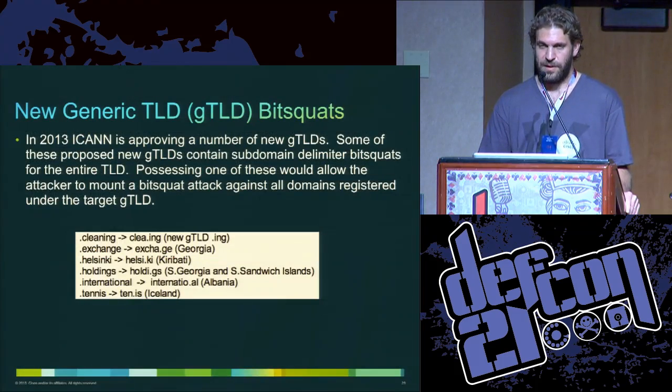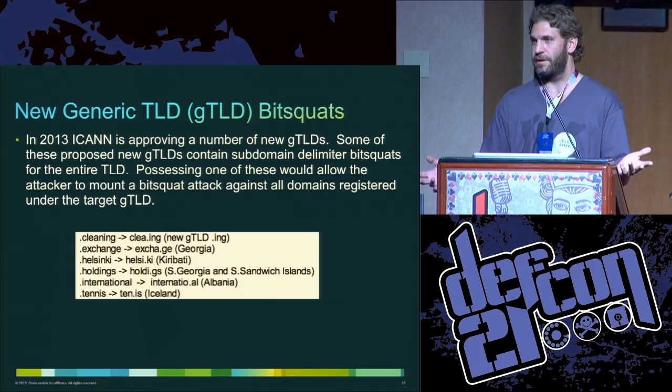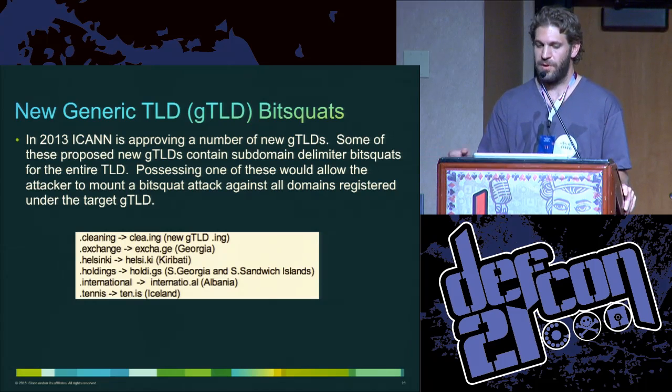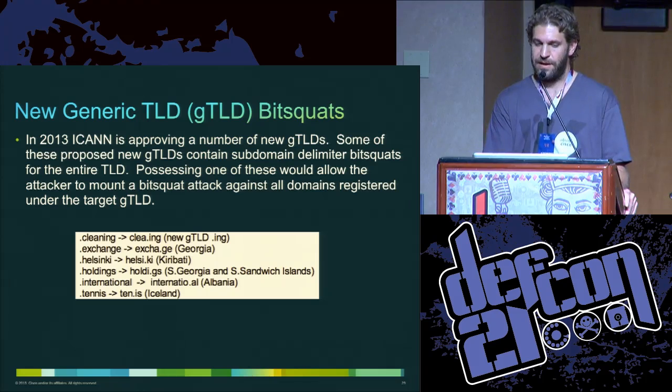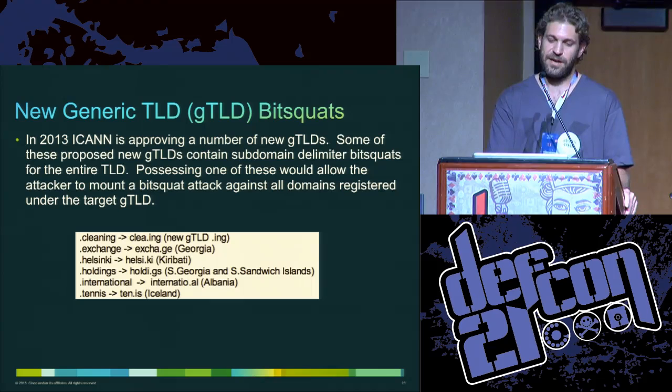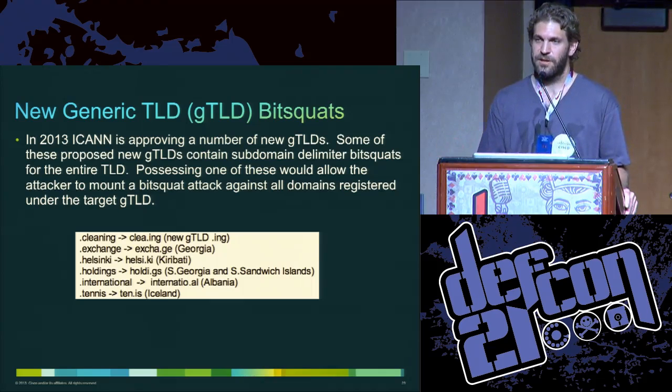So, what about all the new generic top-level domains that are coming out? What could be possible there? Well, using some of these previous techniques, you could actually register a bitsquat which would allow you to bitsquat the entire top-level domain. And I've got a few here. I think one of the most interesting out of this list is .exchange, which is supposed to be used for financial exchanges. So if you were able to register this xj.ge in Georgia, you could potentially receive bitsquats for any domain registered under .exchange.